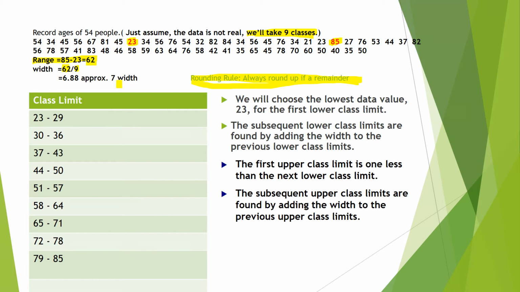It will be 7 width. Suppose if it is 3.12, we will round up, that will be 4. If it is 5.3, we will round up, that will be 6. So this is the rounding rule.